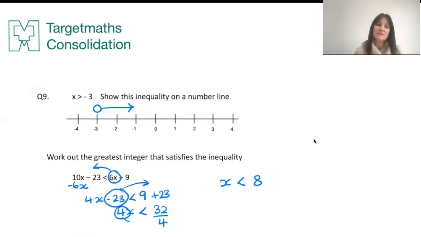Now, we're being asked to work out the greatest integer. Integers are whole numbers that satisfy the inequality. The inequality says that x is less than 8, so it can't equal 8. So 8 isn't an integer that we can use. The next greatest integer is 7, because x is less, it's going 7, 6, 5, 4, 3. So the greatest integer would be 7. I hope that makes sense, because sometimes it's hard to get our head around that. X cannot equal 8, so the next biggest number it can be is 7.